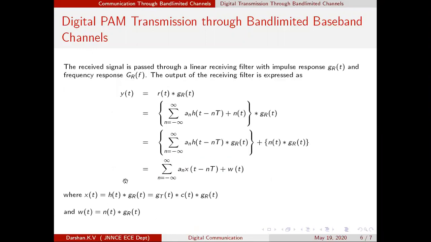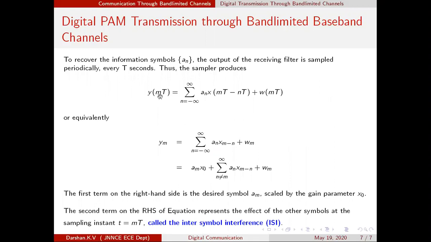It will take this y of t and give the sample values at every T seconds. First T second, second T second, third T second, fourth T second. So the sample values are represented by mT: 0, T, 2T, 3T. At every T seconds you are getting one sample of the filter output, represented as y of mT.